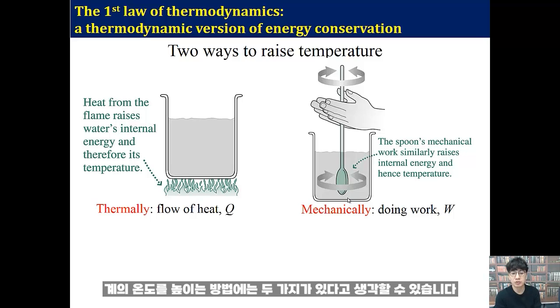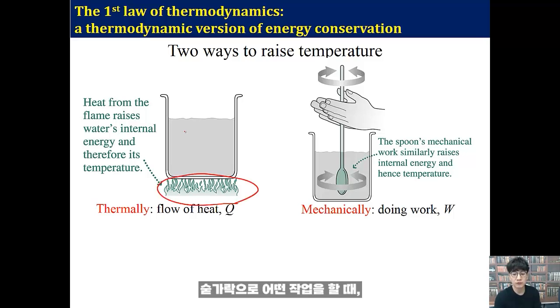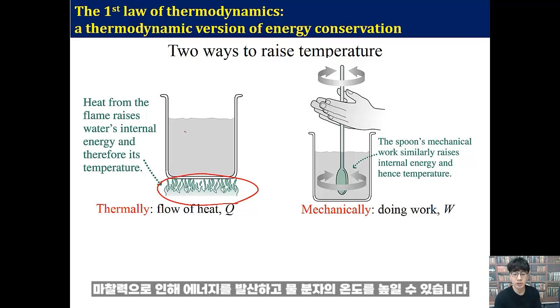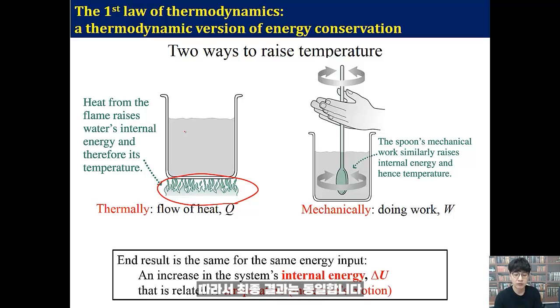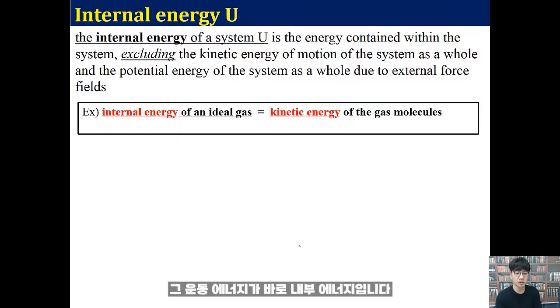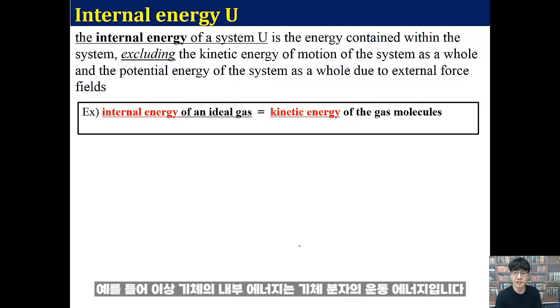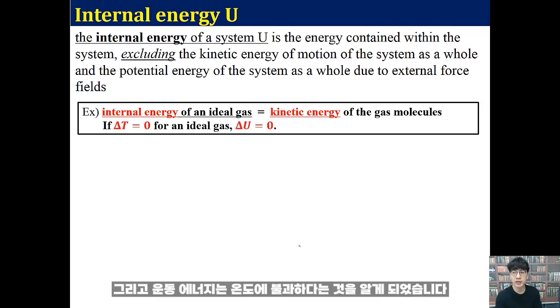We can imagine there are two ways to raise the temperature of a system. One way is to give heat. If you do some mechanical work using a spoon, then due to the frictional force, it can dissipate energy and increase the temperature of the water molecules. The end result is the same. That kinetic energy is the internal energy. So the internal energy of an ideal gas, for example, is the kinetic energy of the gas molecules. And kinetic energy, we learned, is nothing but temperature. So if the temperature change is zero for an ideal gas, then the internal energy does not change.